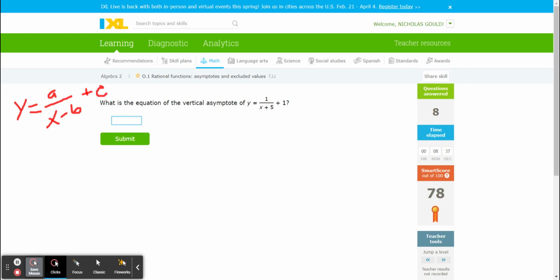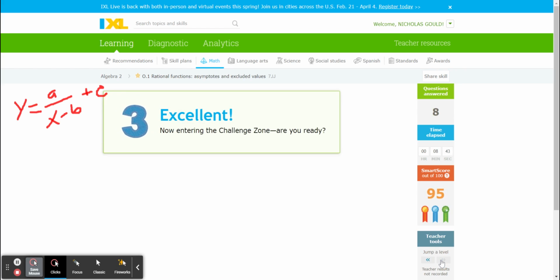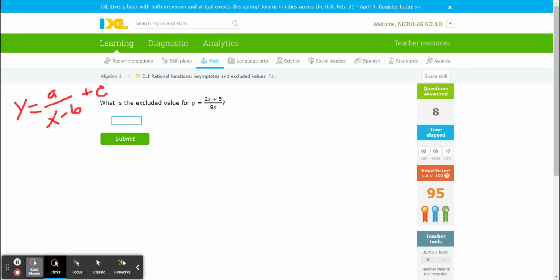Right? So like I said, we're at 8 questions and we're at 78. Let's try to jump to a level, give us a little harder question. Oh, I said jump below. They gave me 95. All right, now for this one, what is the excluded value for y? Excluded just means we're going to focus on our vertical asymptote here.